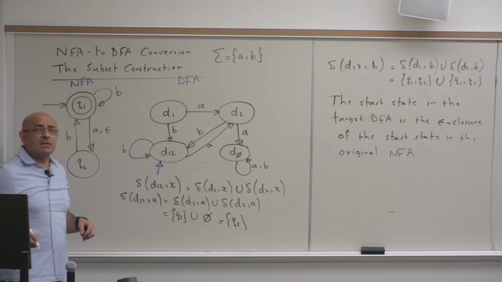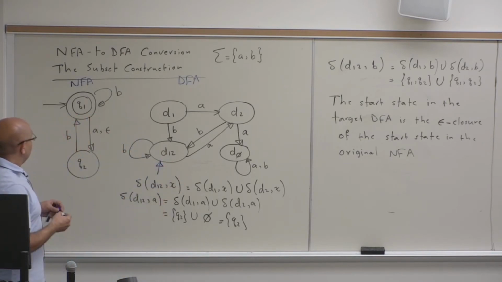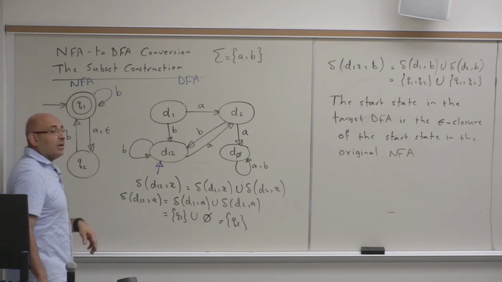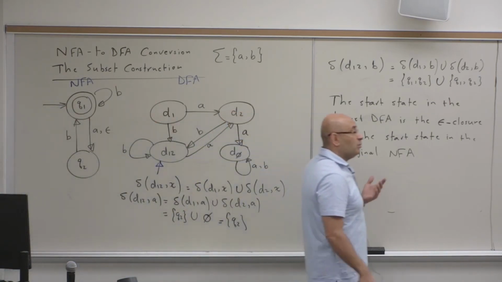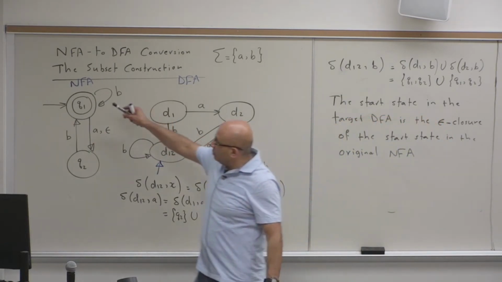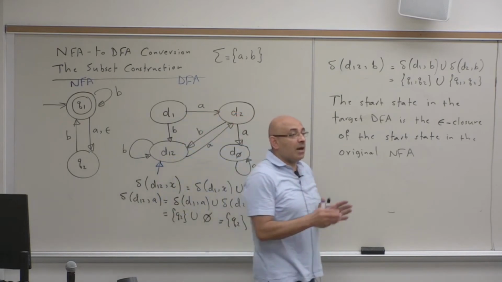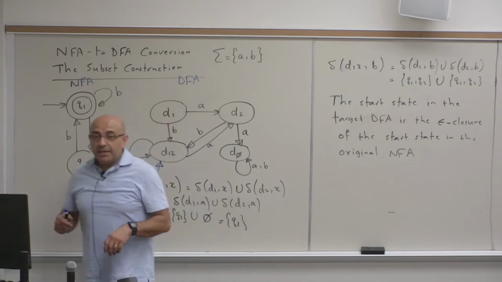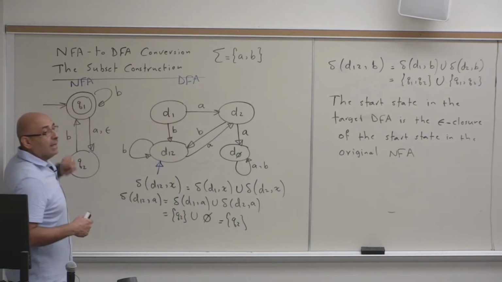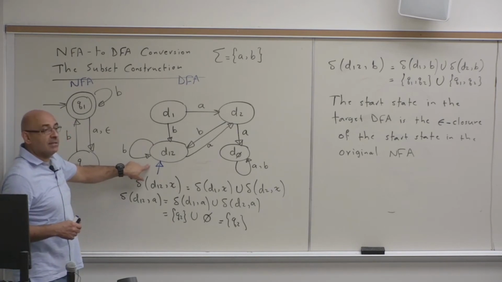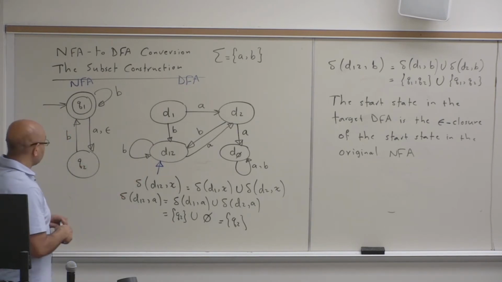Now, what does this mean? It means that when you are in Q1, you are not actually in Q1. You are in Q1 or Q2, because you can always transition from Q1 to Q2 without processing any symbol in the input string. So if you are in Q1, you are actually in the union of Q1 and Q2. And that's why the actual start state is D12. So this is our start state.